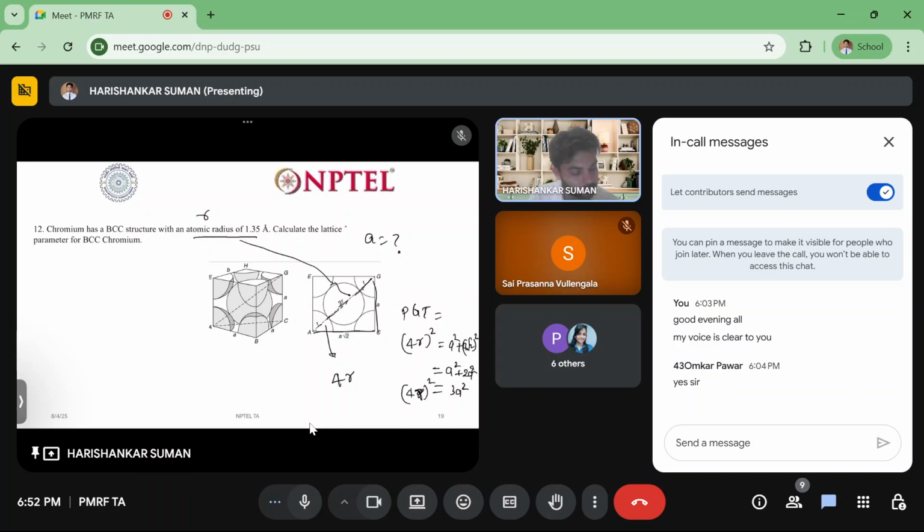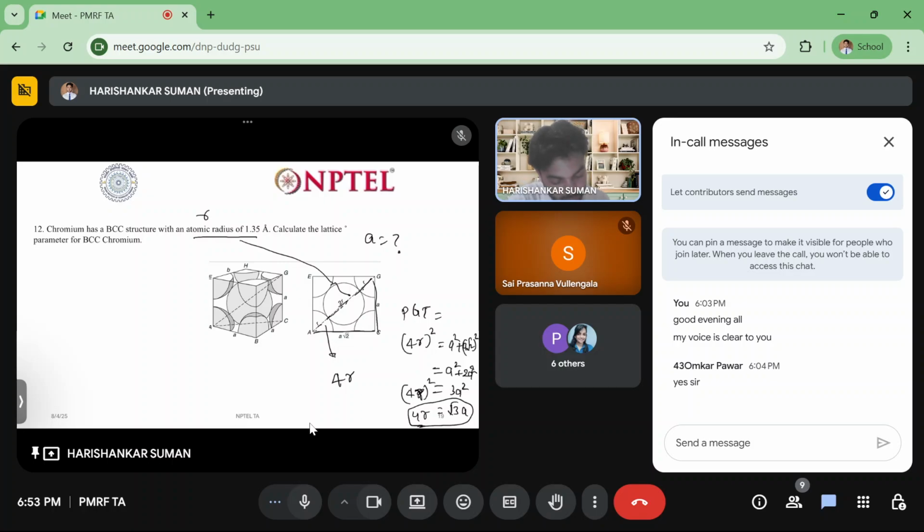Okay, what is the R here? Let me take roots. 4R equals root 3 A. This is the relation you can use. Earlier we made a mistake, I think. In one question we will revisit this, but let's see this calculation.